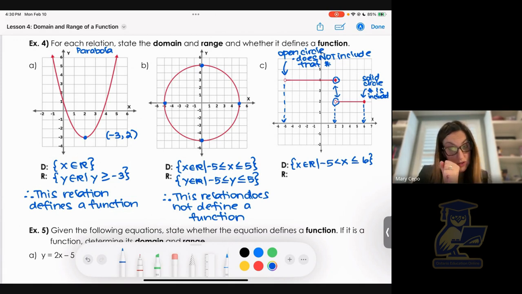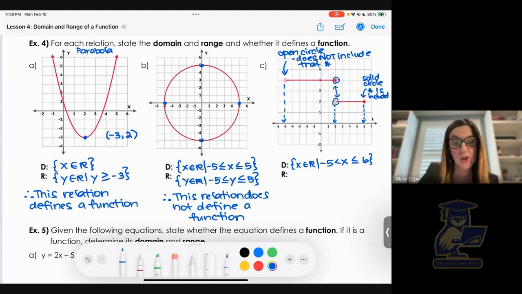However, at 6, there's a solid circle. That solid circle says it does include. So in that notation, we have to include has to be less than or equal to. So that equal to sign underneath indicates that that number is included.